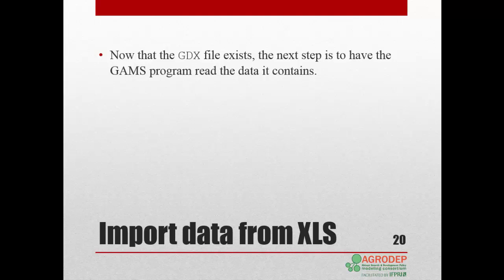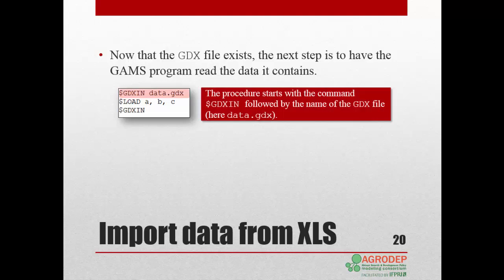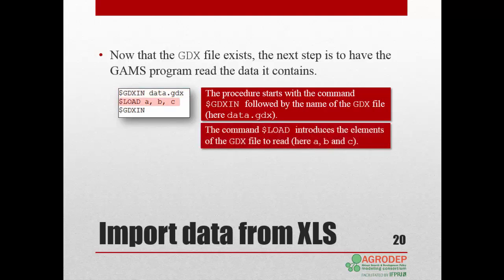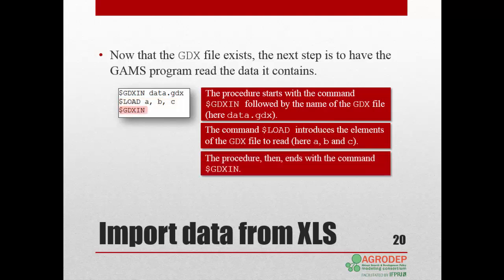Next, we present the GAMS syntax to read the GDX file. The syntax is relatively simple. The procedure starts with the $command $GDXIN, followed by the name of the GDX file. Next, the $command $load indicates by name the elements in the GDX file to be read. In our example, all 3 elements, A, B, and C, are read. The procedure ends with a $GDXIN.